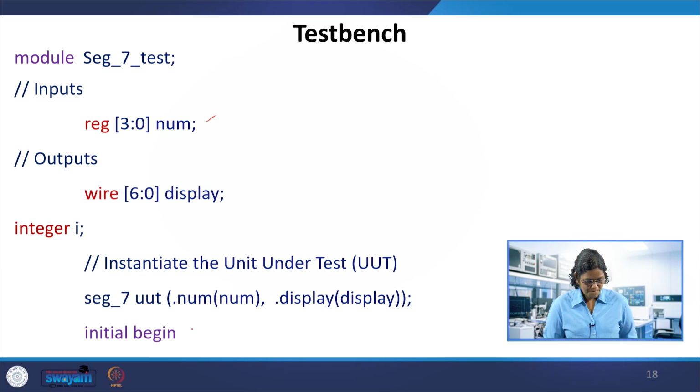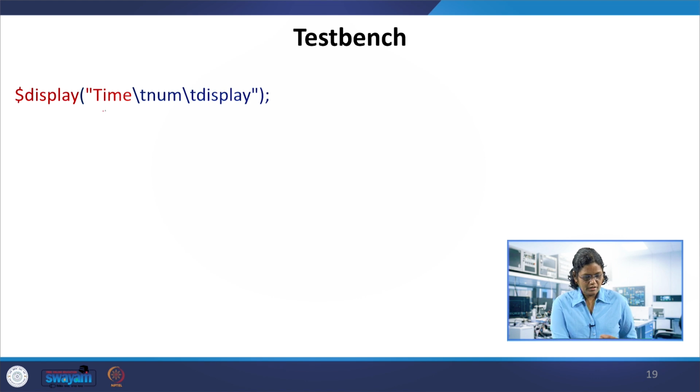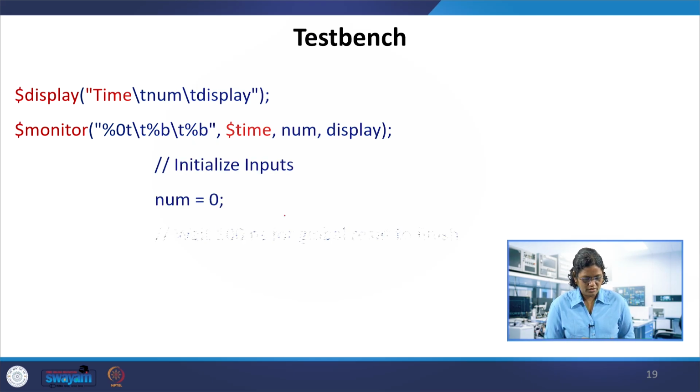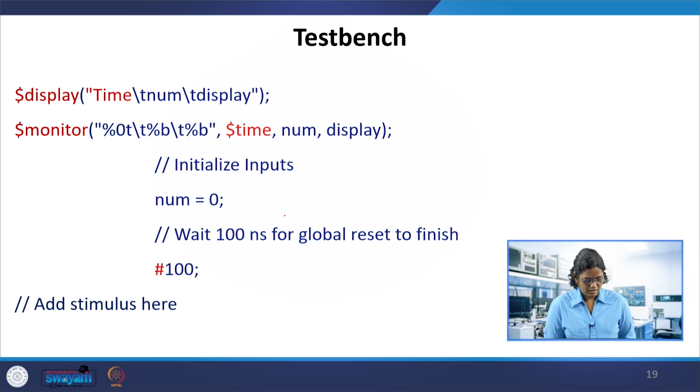Initial begin, let's see the display time, that is \t is a tab, number \t display. Just to arrange it in a nice fashion, dollar monitor within the quote dollar time number and display. Then initialize the inputs and add stimulus here. In some of the examples we have seen, it's possible to have it either at this place or in the stimulus.